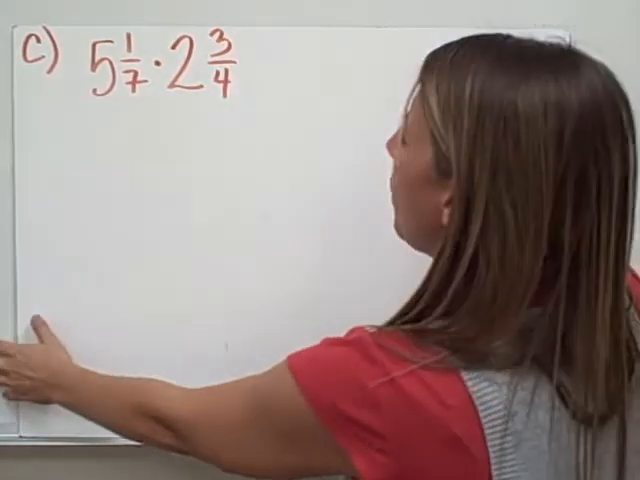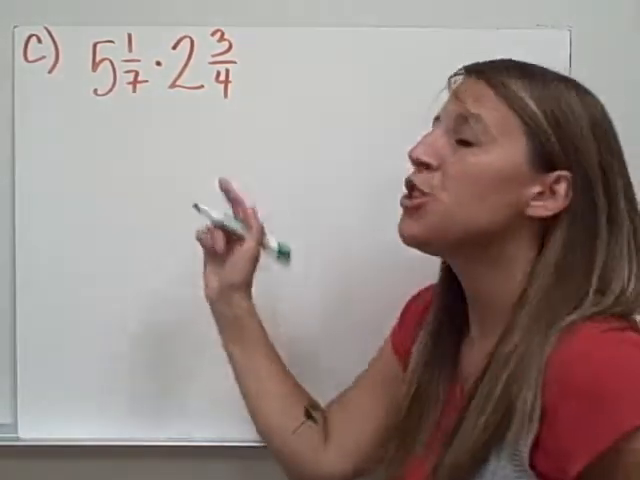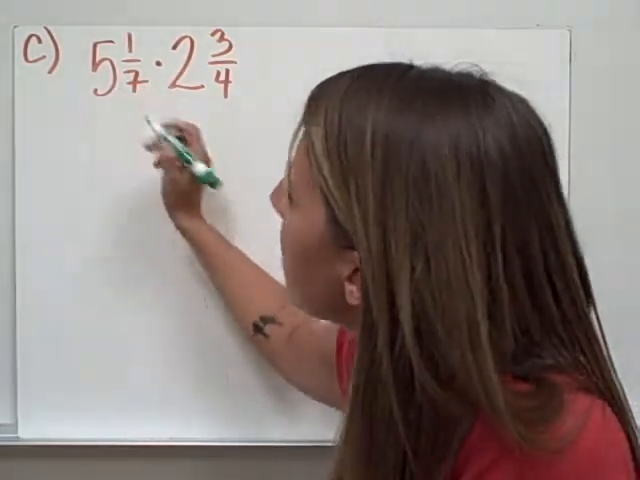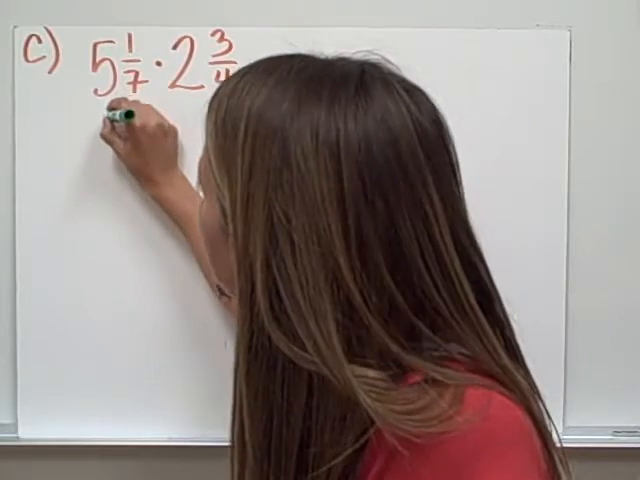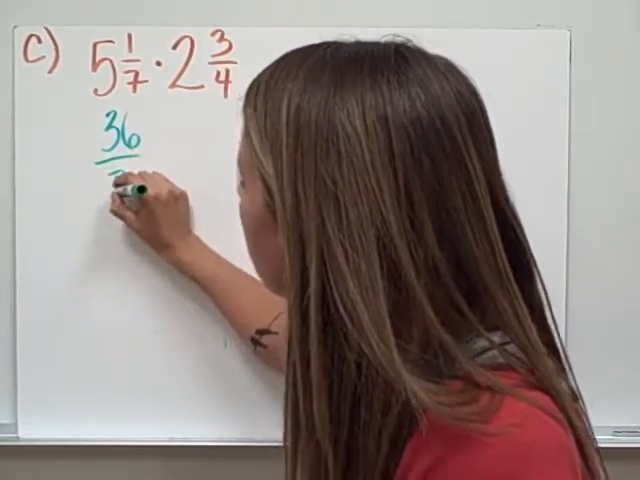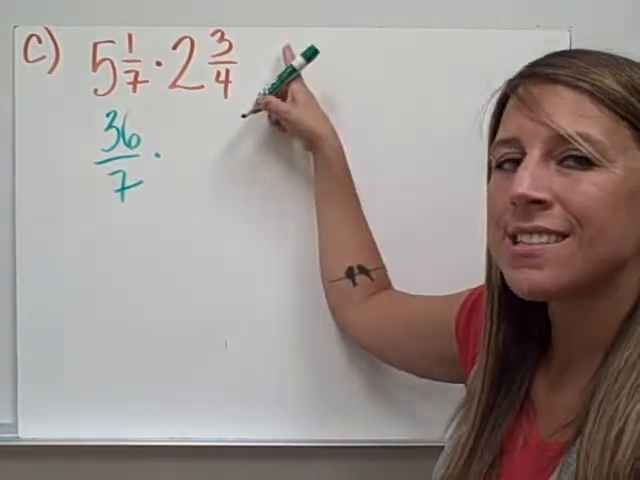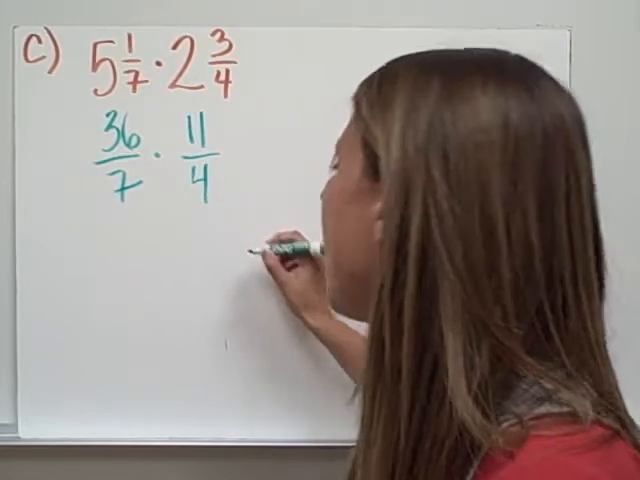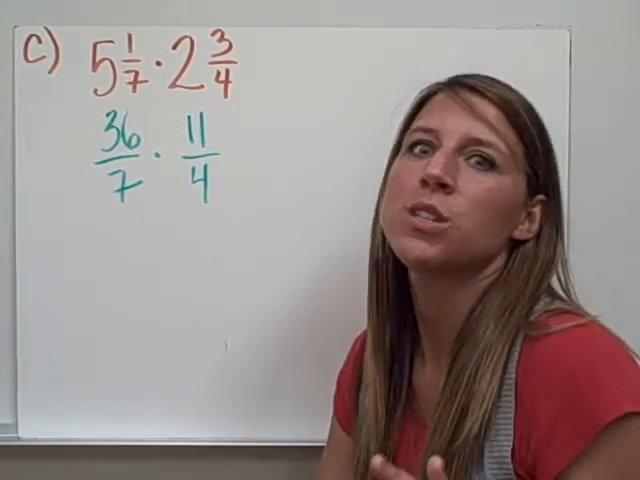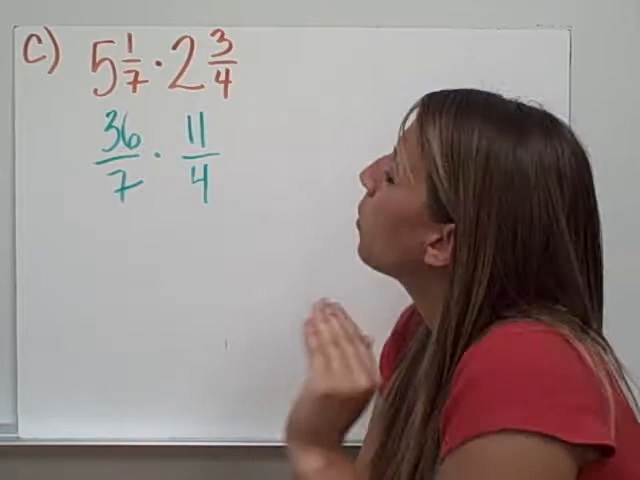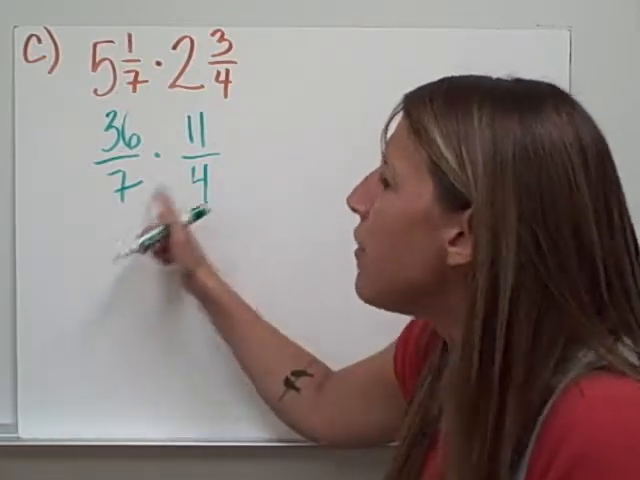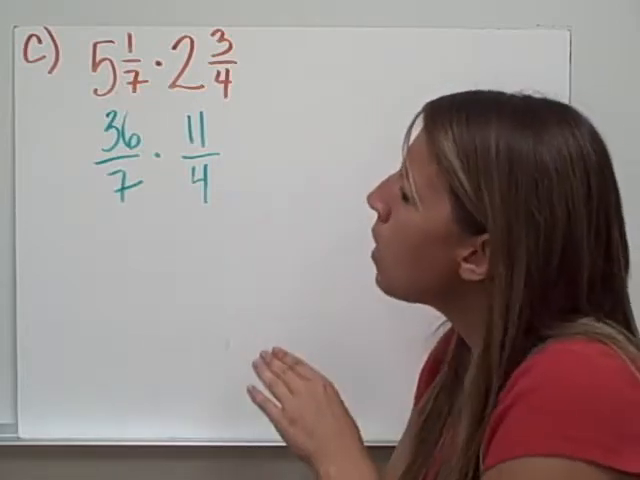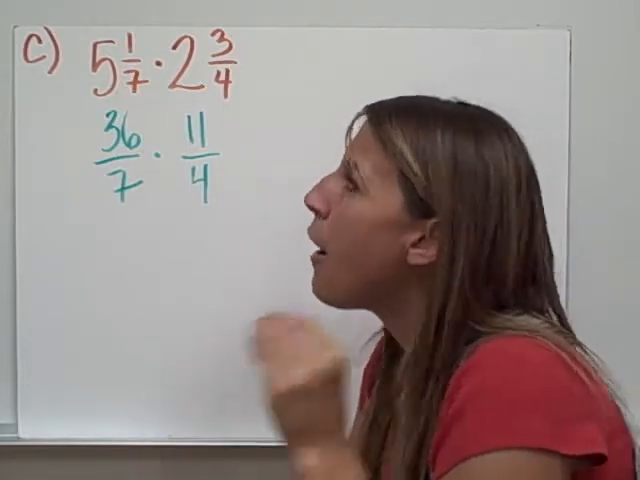For our final example, we have 5 1/7 times 2 3/4. So we're going to change our mixed numbers into improper fractions first. 7 times 5 is 35, plus 1 is 36/7. 4 times 2 is 8, plus 3 is 11/4. Again, 36, not the most fun to work with when we're multiplying, but we're going to just look to see if I can cross cancel. 7 and 11 do not share a common factor, but 4 and 36 sure do. 4 shares a common factor with 36 of 4.